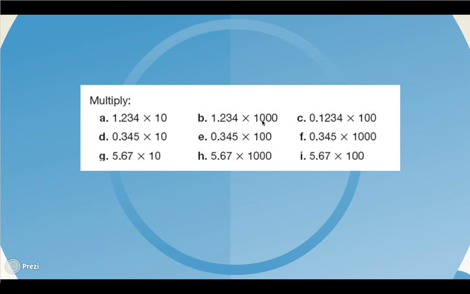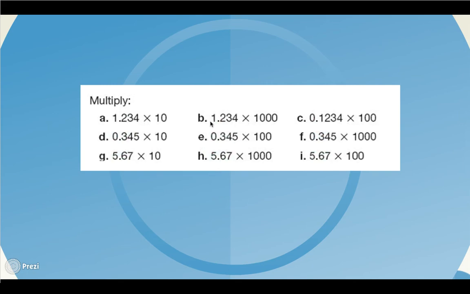Same thing with this. We're going to count the zeros. 1, 2, 3. We're going to move our decimal point 1, 2, 3. So this times 1,000 equals 1,234. If you have any questions on this, feel free to write those questions in the back.